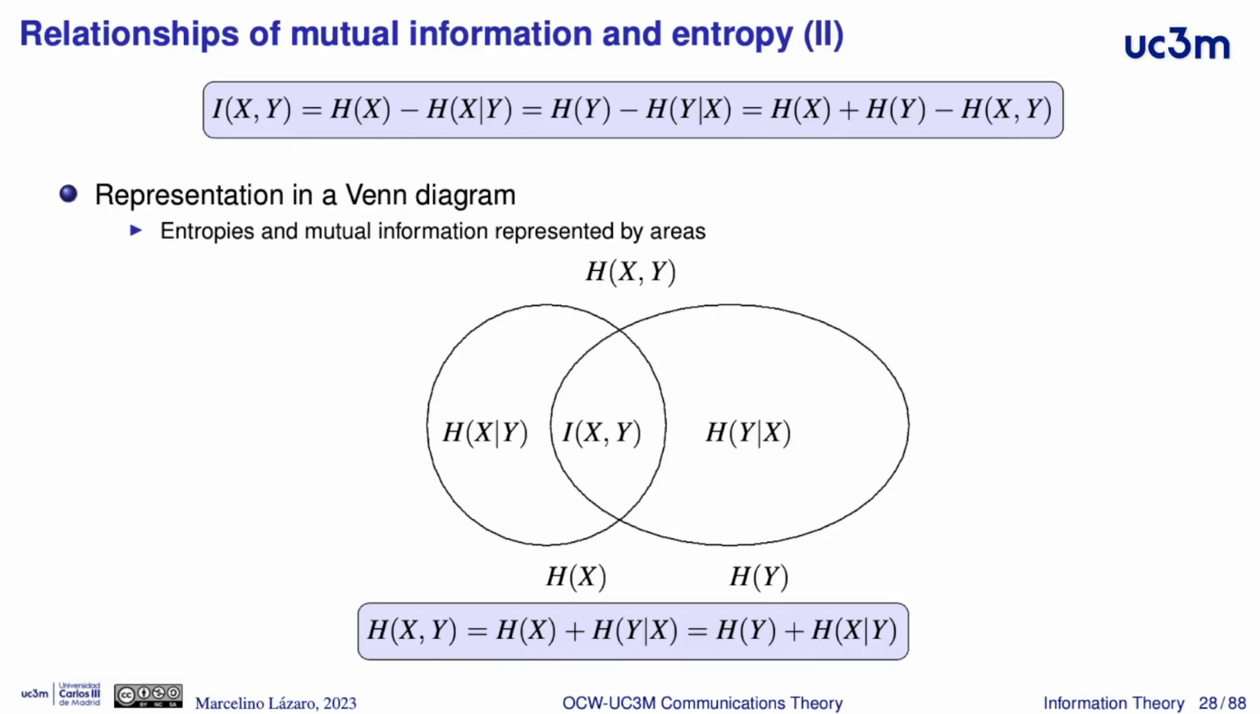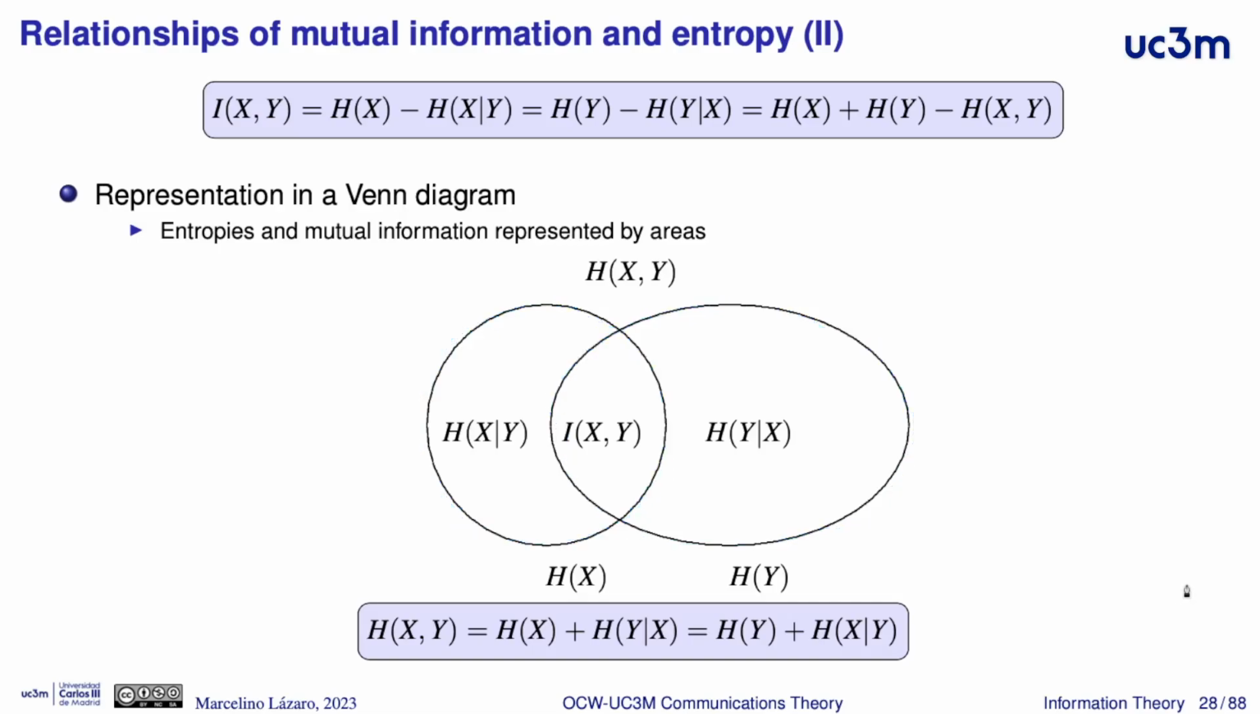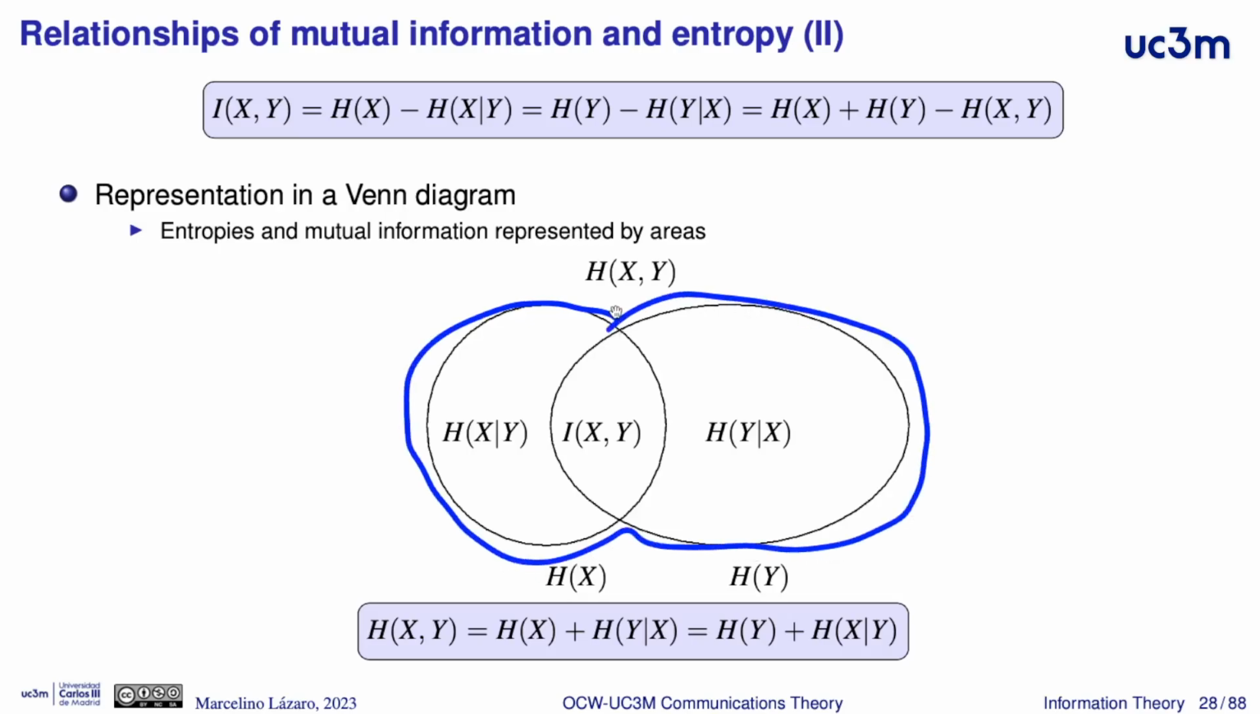The entropy of a random variable is represented as the area of a circle. For instance, this is the circle whose area represents the entropy of x, and this is the circle whose area represents, in this case, the entropy of y. The joint entropy is represented by the joint area that is covered by the two circles. In this case, this area here.